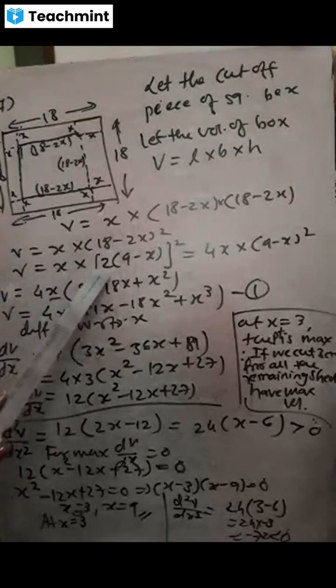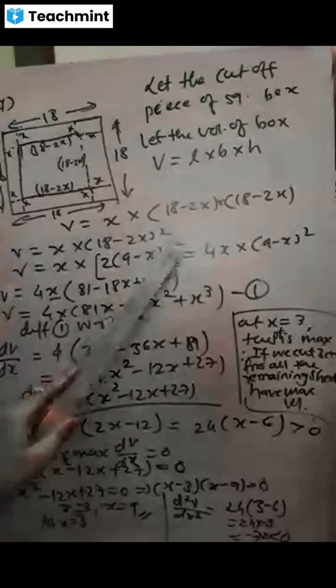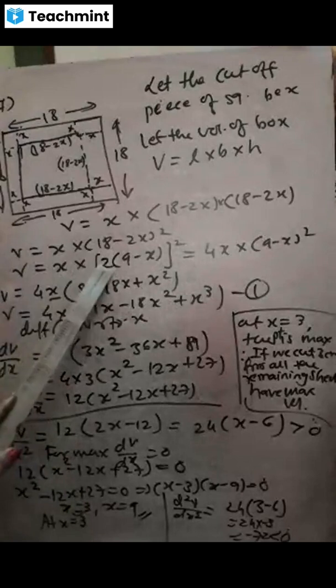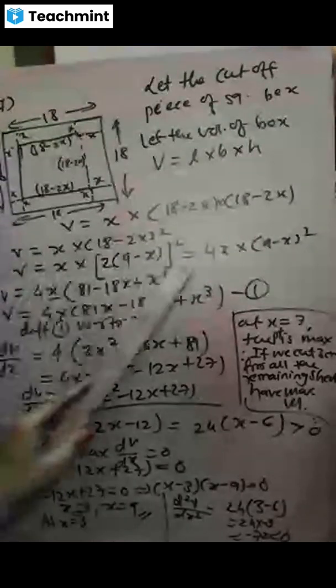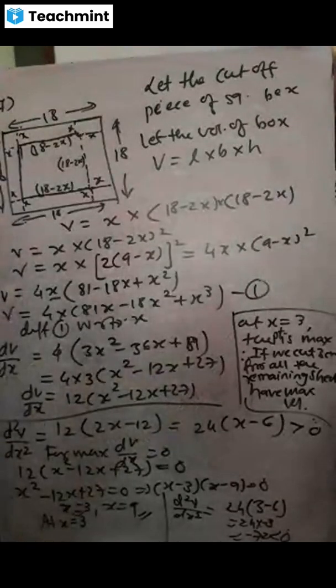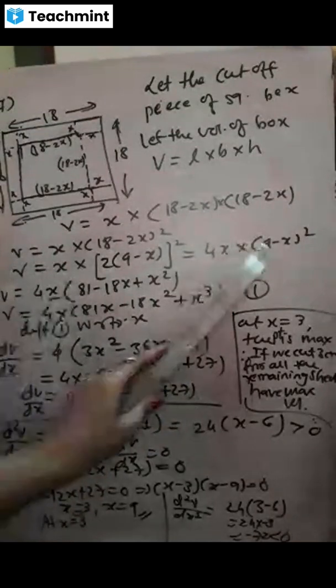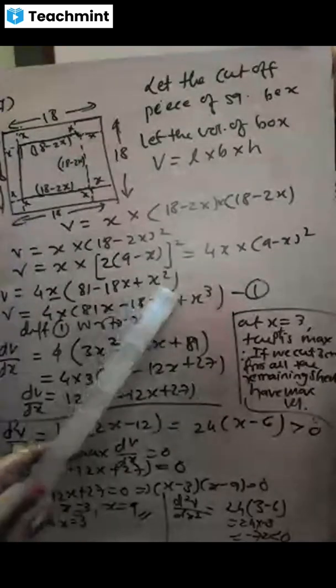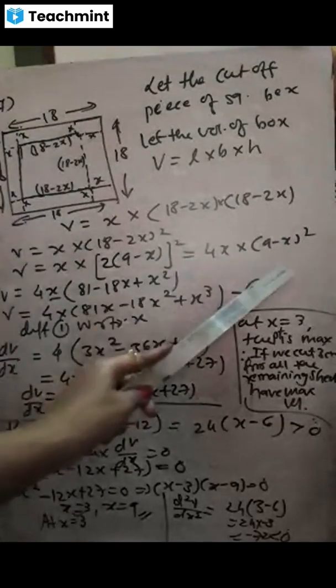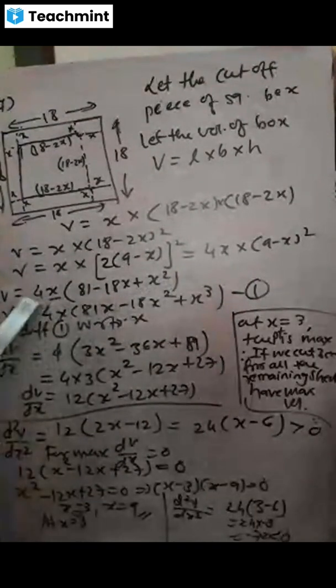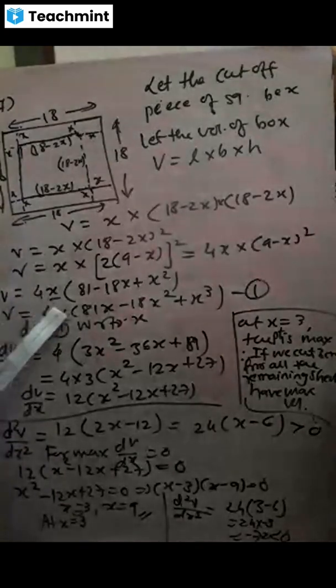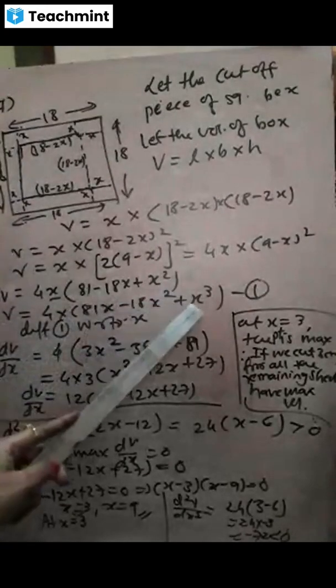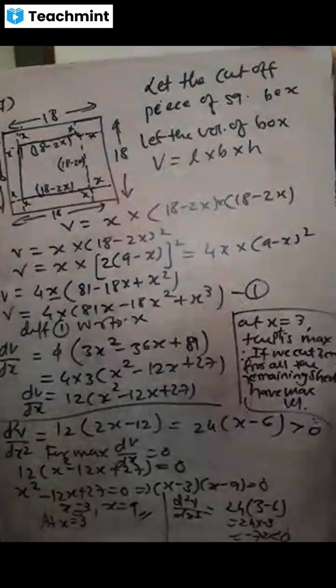If you take 2 outside, it will be 9 minus x whole square. So 2 square is 4, so 4x into (9 minus x) square. Now we have the value 4x into, opening the bracket, (9 minus x) whole square, using a square minus twice ab plus b square, and then multiplying by x. It is 4 into (81x minus 18x square plus x cube). This is equation 1. Now we will differentiate this with respect to x.